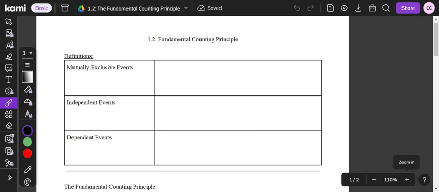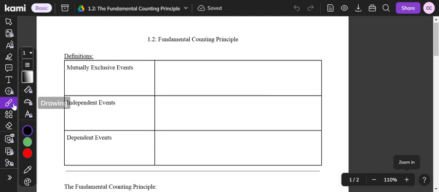All right, so this is Unit 1, Lesson 2, the fundamental counting principle. Before we get into what the fundamental counting principle is, we have some definitions at the top of our notes, some things that we need to define now because we will be using them quite frequently throughout the rest of the unit. These terms are going to pop up a lot.